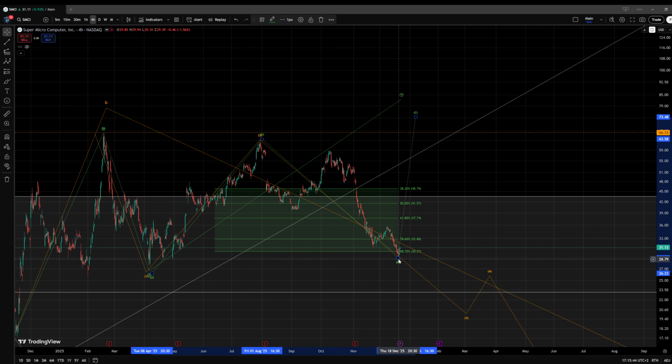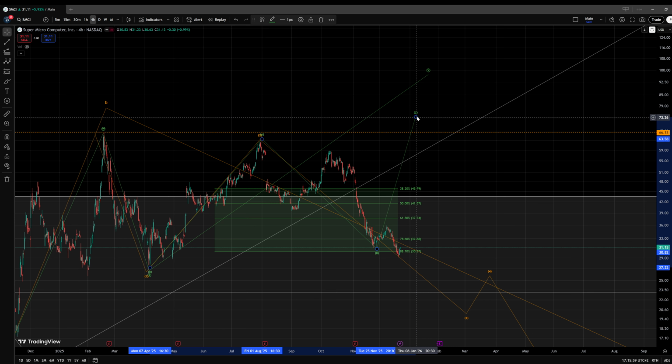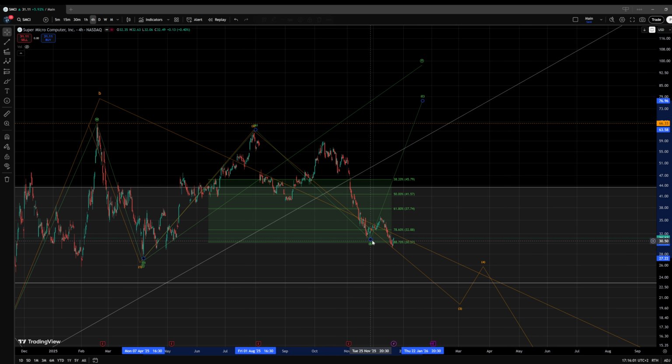Again, for this pattern to be completely invalidated, I need to see here a break below the beginning of the wave A. That is at around the $27.7 level. If we manage to push below that level, it is a direct invalidation of this wave Y that we would be tracking to the upside. But at this point, that has not happened.